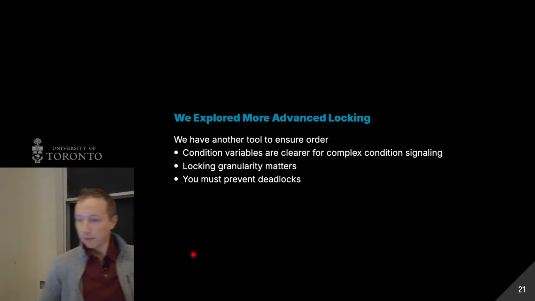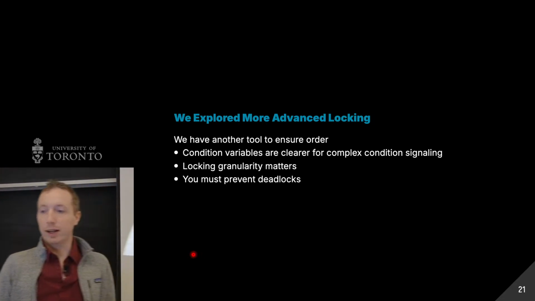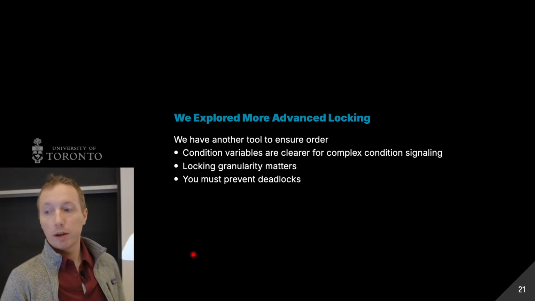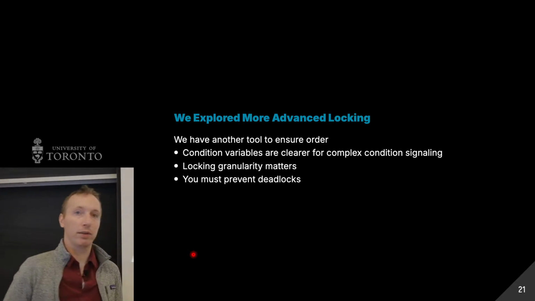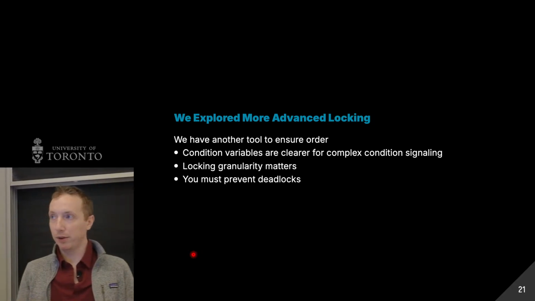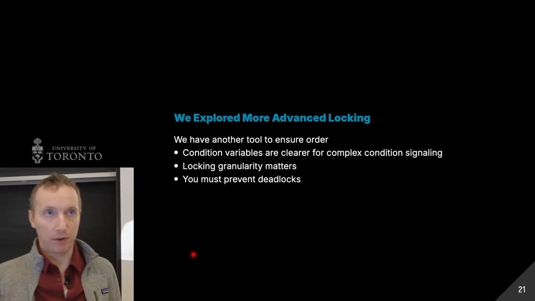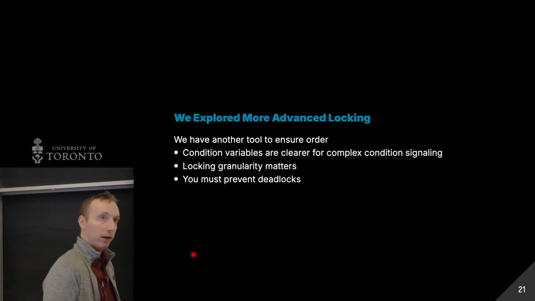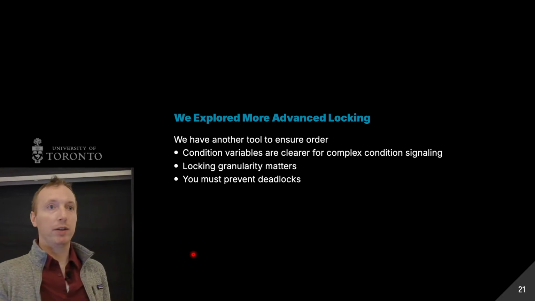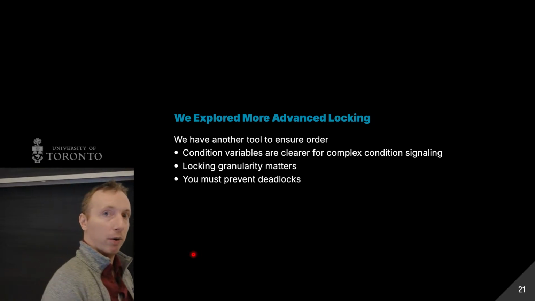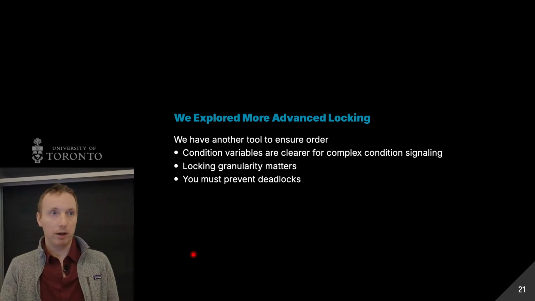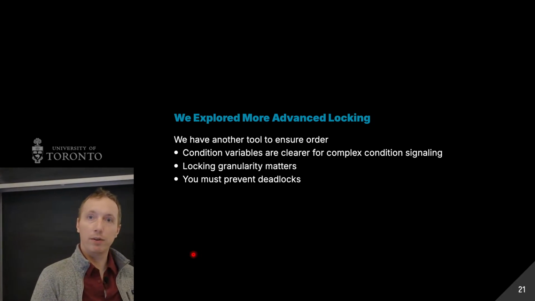All right. Then we got into more advanced locking. So we have another tool to ensure order: condition variables. Much clearer for more complex conditions. If your condition depends on just an int or just a certain number of things, semaphores are good. If it's more complicated, then condition variables are good. Condition variables are basically just a queue that you can manage. They have to be tied with a mutex. So if you check a condition and it's false, you can wait. That will put yourself in a queue and block you.